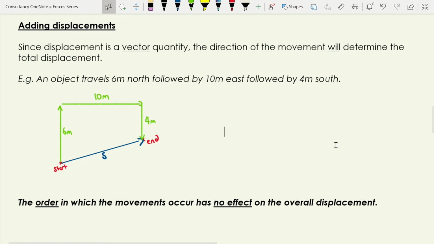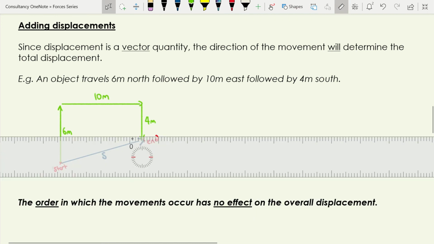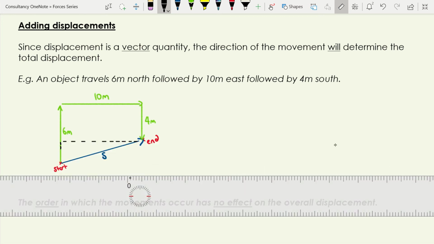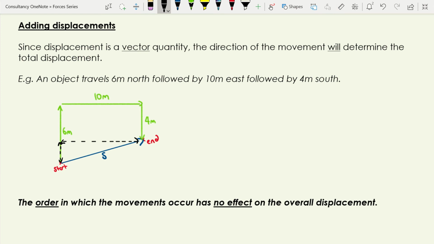So if we want to figure out what our displacement is, what we're going to do here is form a right-angled triangle, because if we can work out what the sides of this triangle are, we can then work out what the hypotenuse is. And for good measure, let's say we want to figure out what the angle is as well, because remember, for displacement we need a length and a direction. So first of all, this side on the left-hand side is going to be 6 minus 4, so it's going to be 2 meters. This distance here is 10 meters.